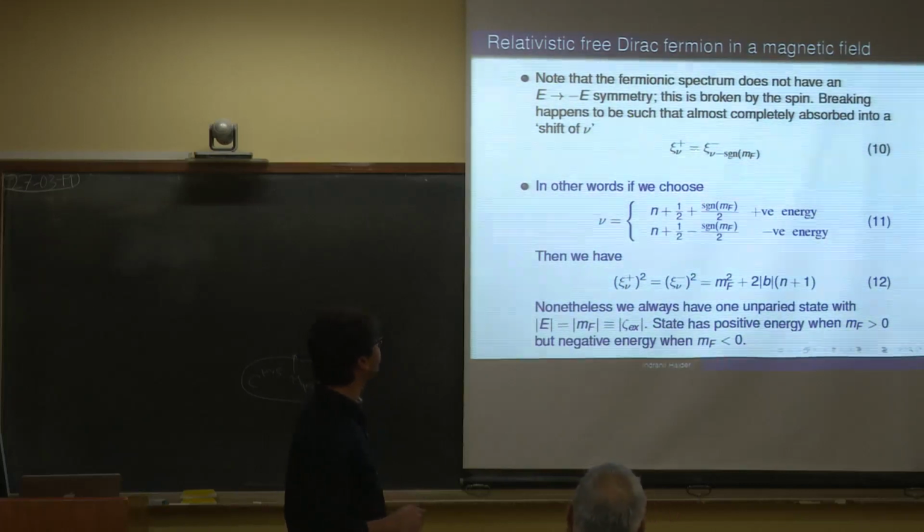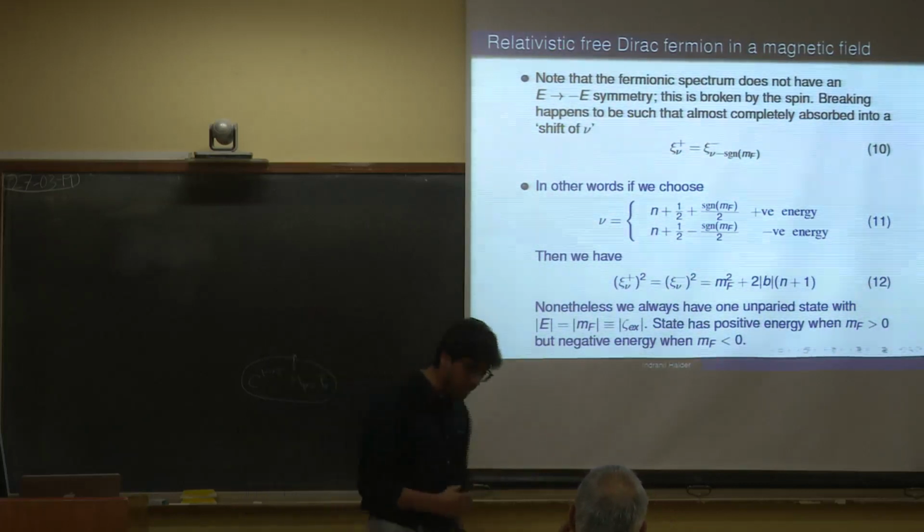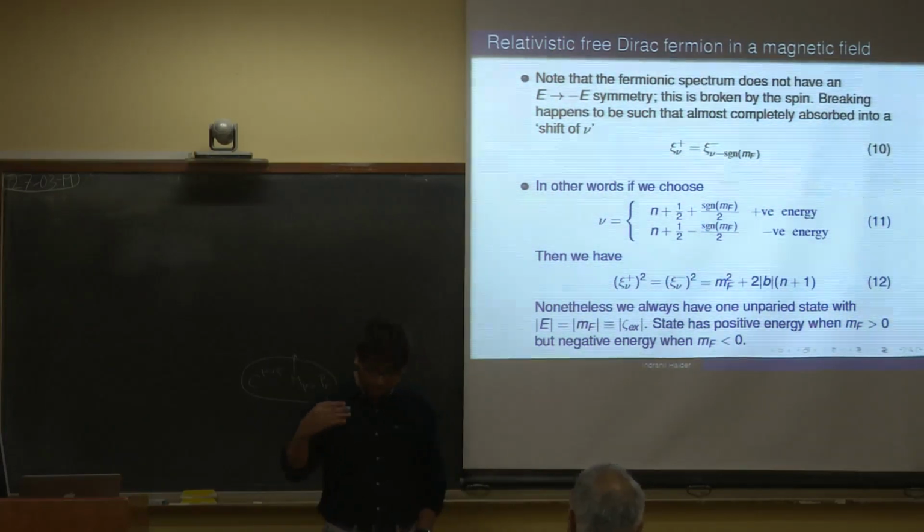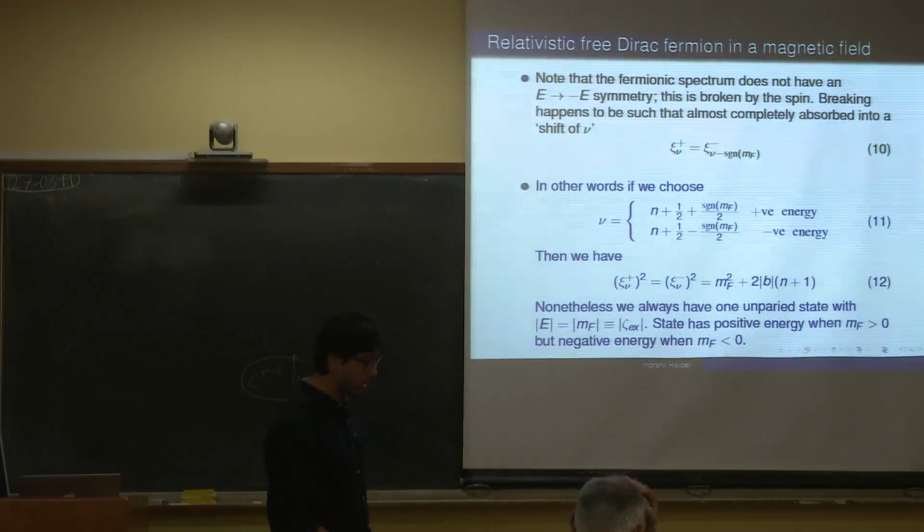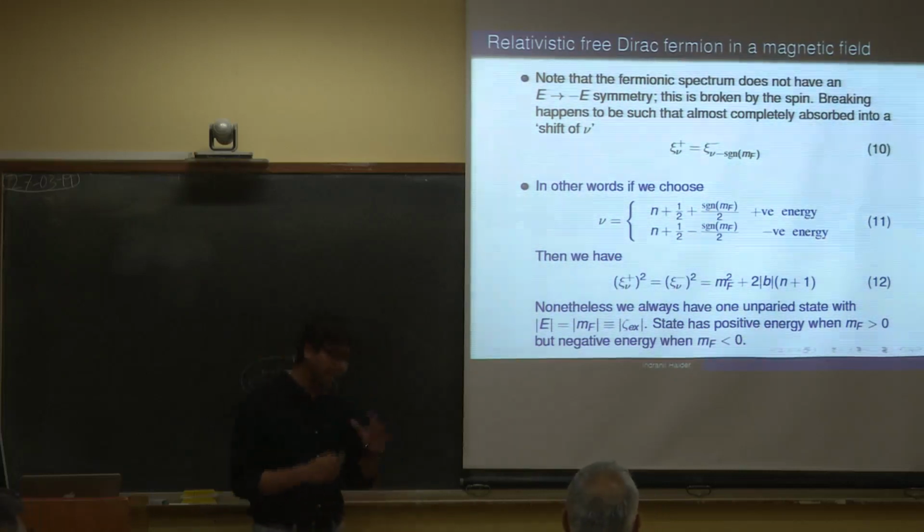Now we come to a very important point: because of the spin, the spectrum of energies is not totally symmetric between the positive part and the negative part. So this E going to minus E symmetry is generically broken, but if you set M to 0, then that will be restored. This is related to various anomalies in 2+1 dimensions, but we are not going into that discussion. But we make this particular observation.